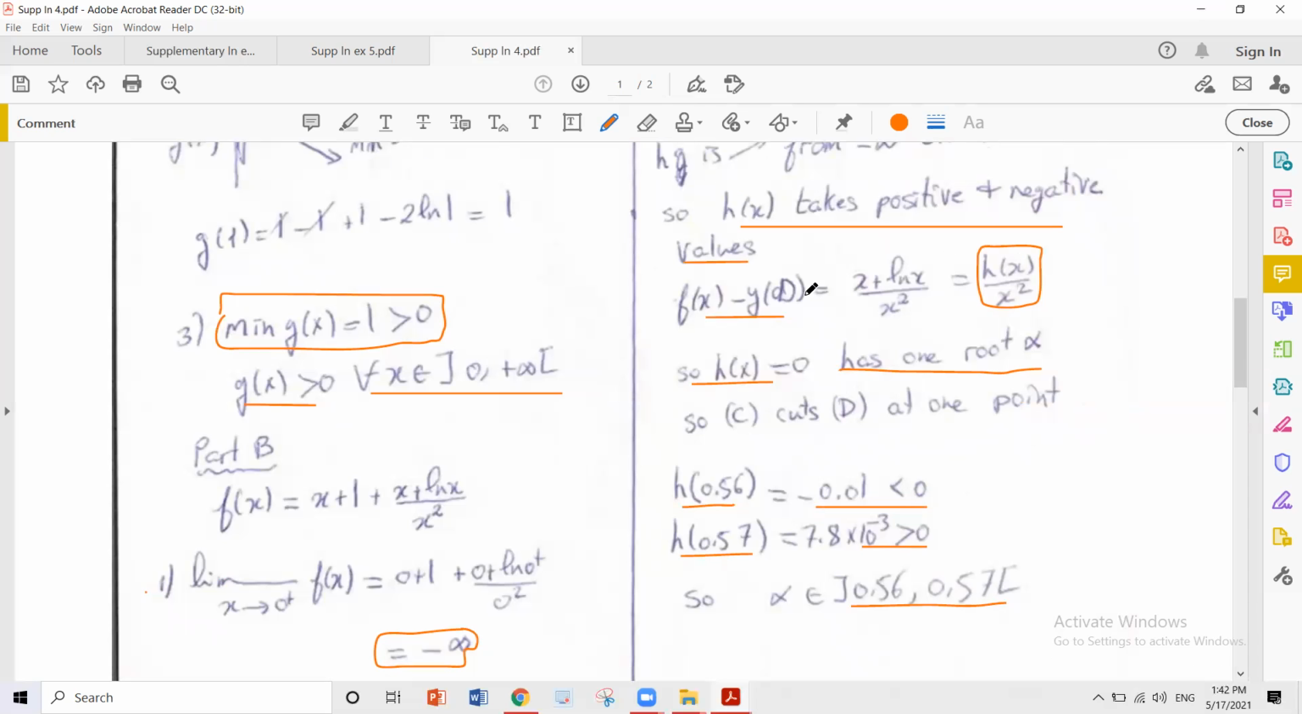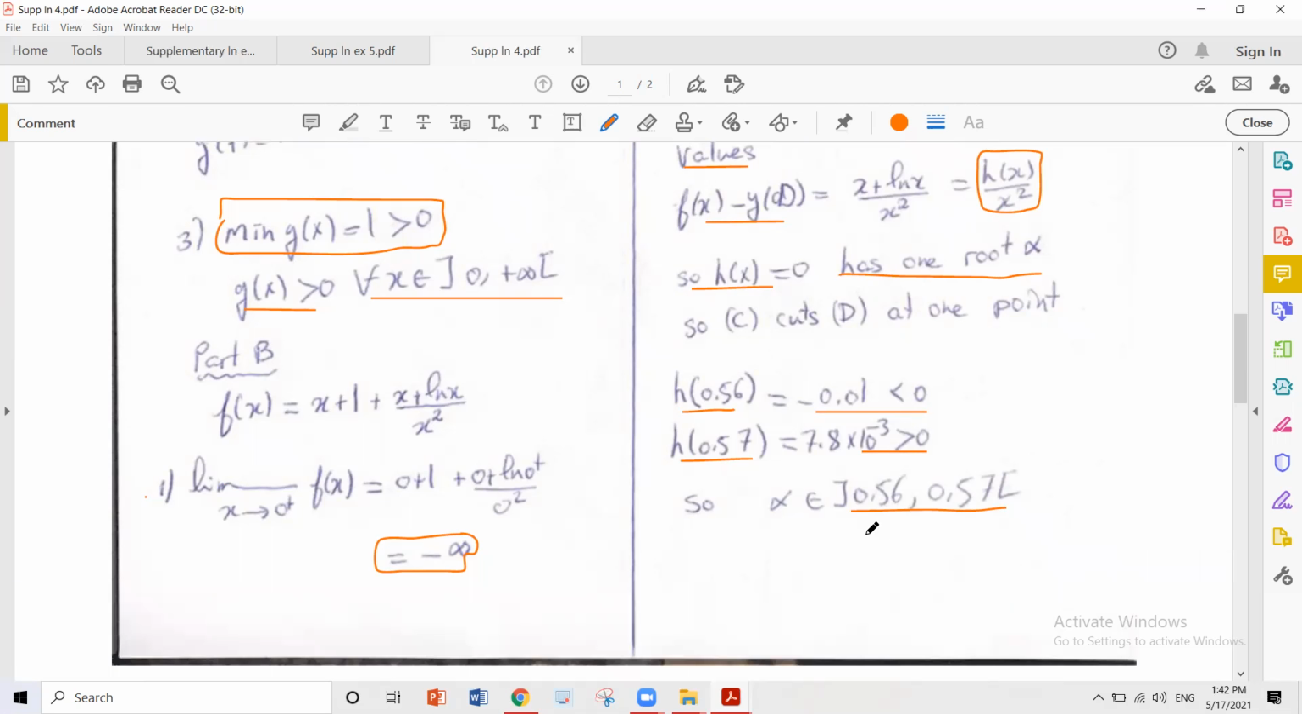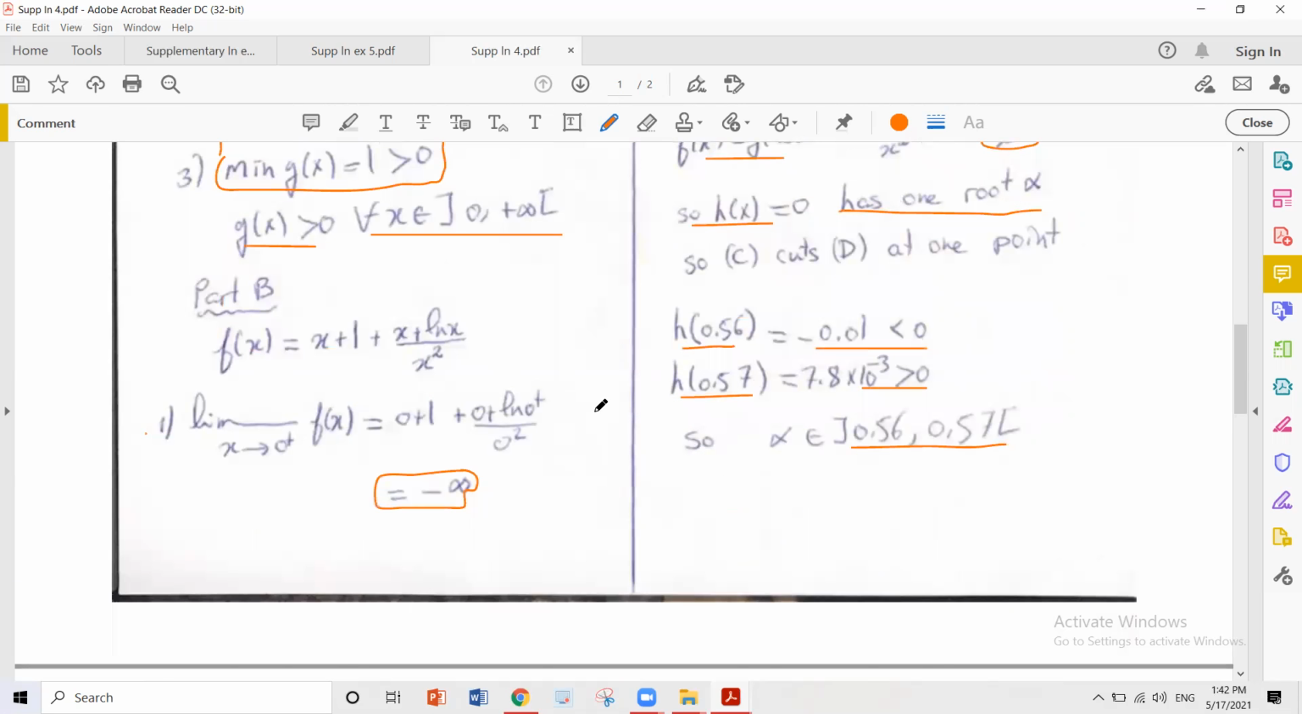So once again, to find the intersection, we solve f(x) equal y_D, or f(x) minus y_D. It becomes h(x) over x squared. h is continuous and strictly increasing. h of 0.56 is negative, h of 0.57 is positive. So alpha is between 0.56 and 0.57.